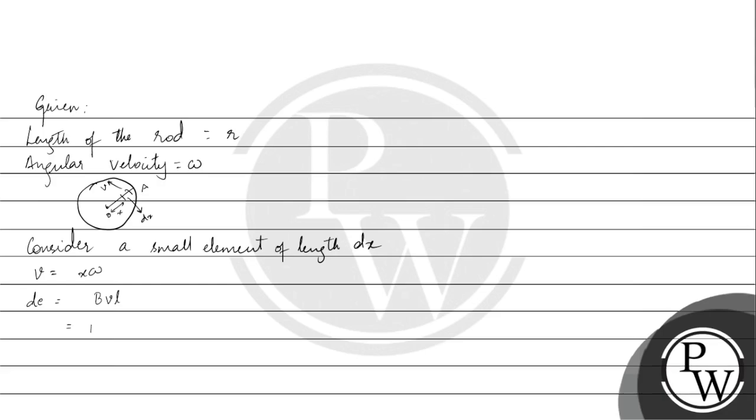So integrate करेंगे. So integral dE is equal to B omega integral x dx, and here the limits are up to the length of the rod. So therefore E is equal to B omega r squared divided by 2. So this is the EMF induced across the switch.